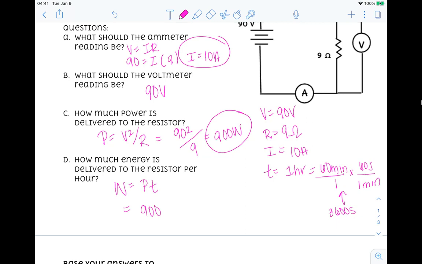So now as I go through and solve for this, my power we already solved for to be 900 watts. My time is 3,600 seconds. Your total work should be equal to 3,240,000 joules. You could have also written that as 3.24 times 10 to the 6th joules.